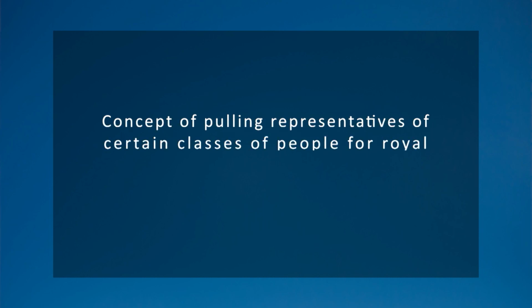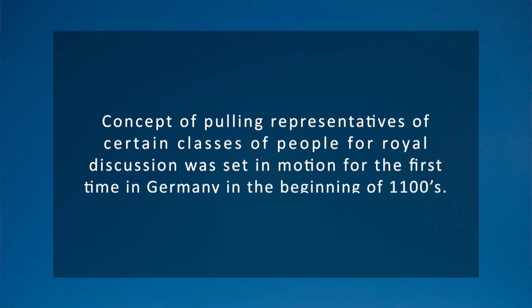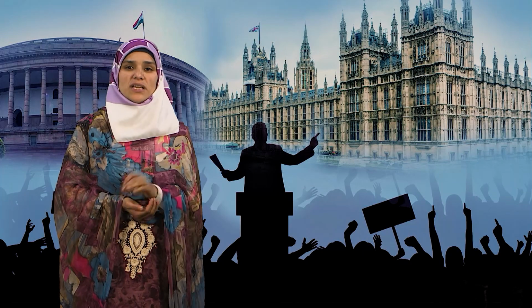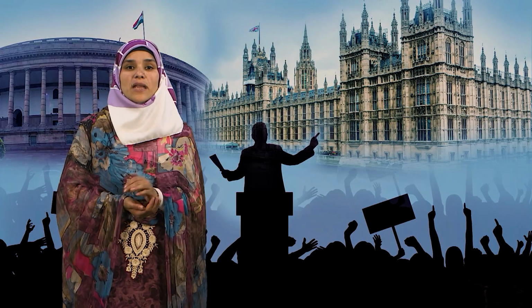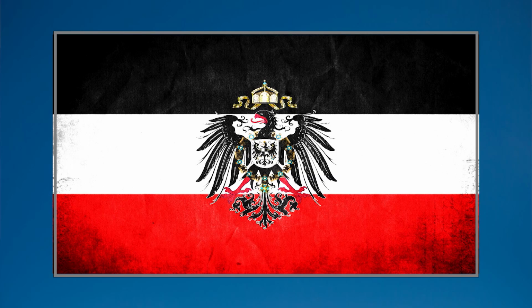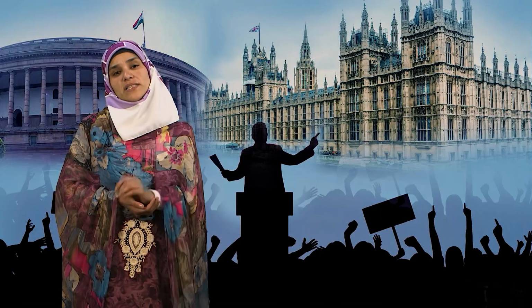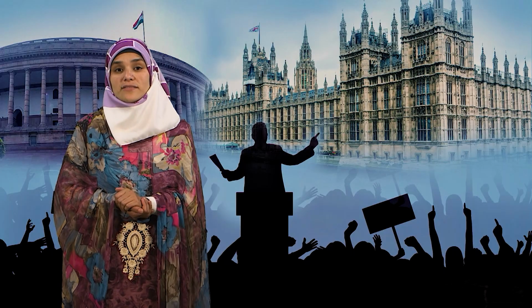The concept of pulling representatives of certain classes of people for royal discussion was set in motion for the first time in Germany in the beginning of the 1100s. The house for such discussion was named Reichstag. Reichstag is the ancient legislature of the German Empire or Holy Roman Empire from the 12th century to 1806.